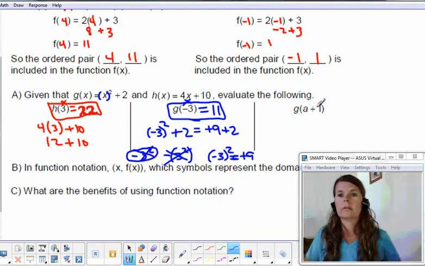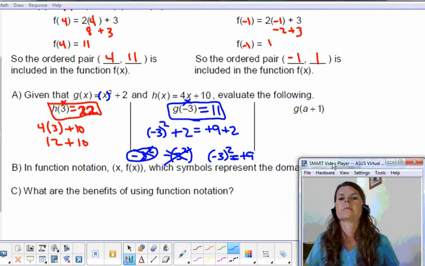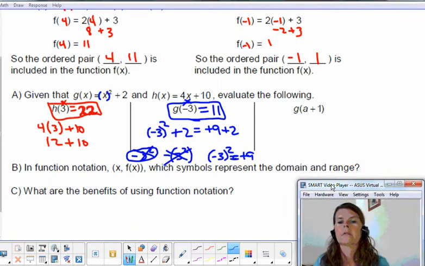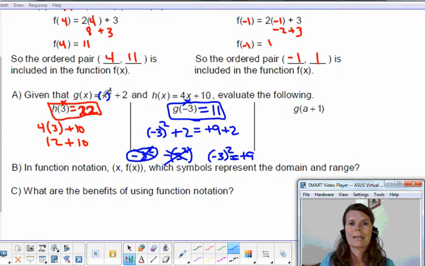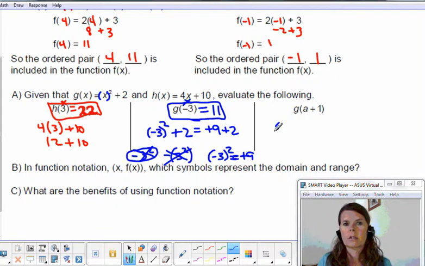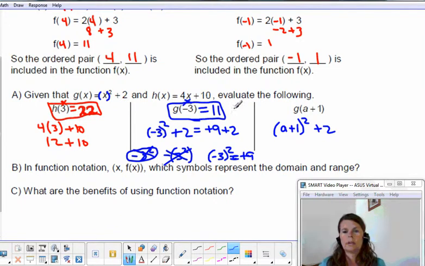Okay, what about this? g of a plus 1. Wow, that looks complicated. But really, we just take out the x, see where the parentheses is, and put in the a plus 1. So we're going to take a plus 1 and square it, plus 2. Now we could simplify it, but right now I just want you to be able to get to this point. Later you'll learn how to take a plus 1 times itself, and it really means this.